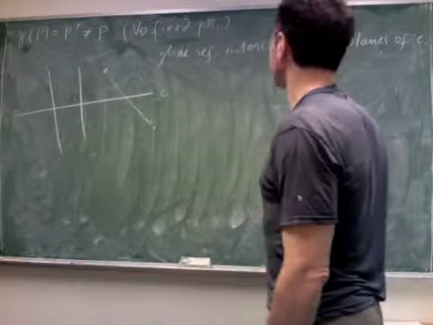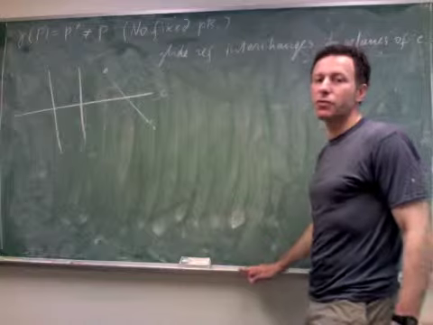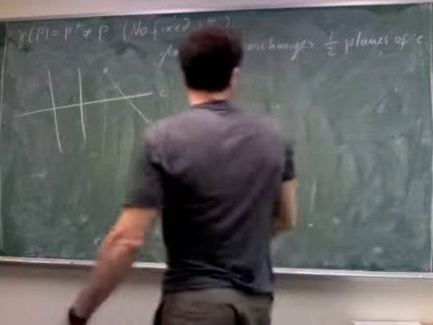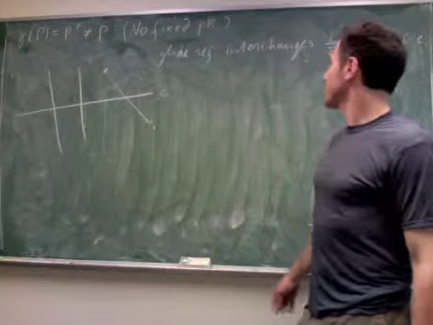So, what does that tell us? How is that relevant for fixed lines? So this allows us to figure out all the fixed lines of a glide reflection.